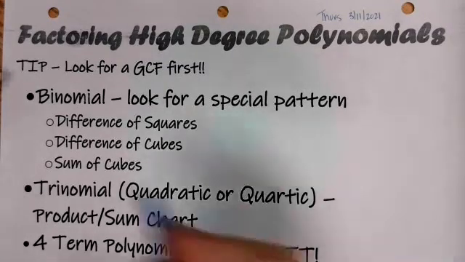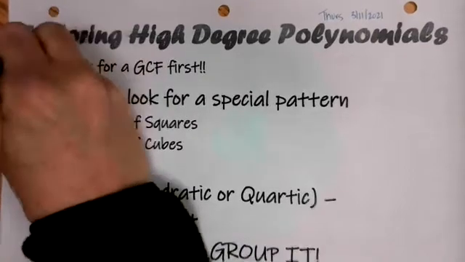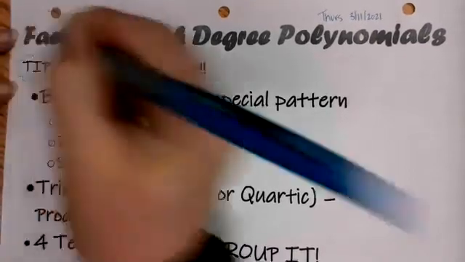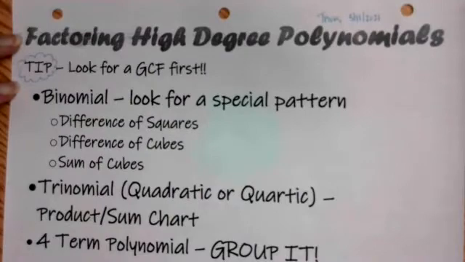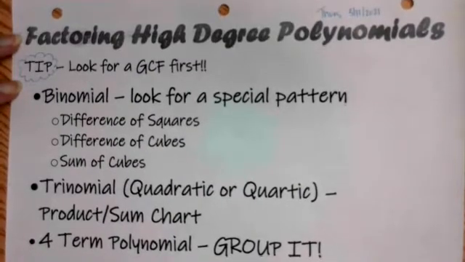So big tip, you always want to look for a greatest common factor first. If I don't look for a greatest common factor first, I might get frustrated. One of my patterns may not work. When I make a product sum chart, my numbers are just going to be large. So look for a greatest common factor first and then move forward.